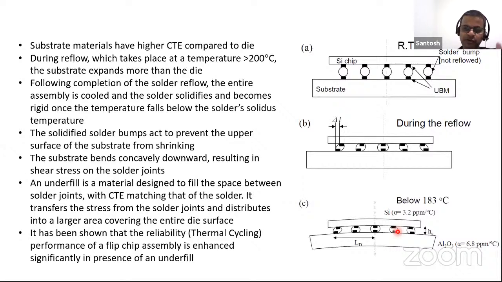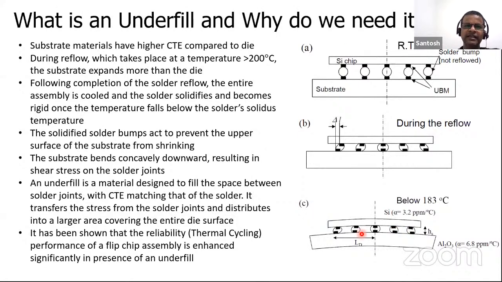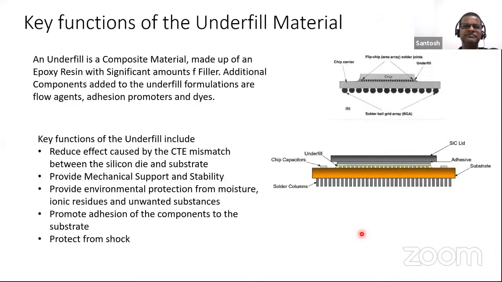So the epoxy mold compound is something that came in between to fill this space and distribute the stress. Okay, so with this, let me go to epoxy mold compound. This is the chip, this is the substrate, and these are the bumps. So you can see there is a material in between that's called epoxy mold. This is called the underfill. So this underfill is a composite material. It's again made with epoxy resin and with additional fillers, and again it has some agents like flow agents, adhesion promoters, and dyes.